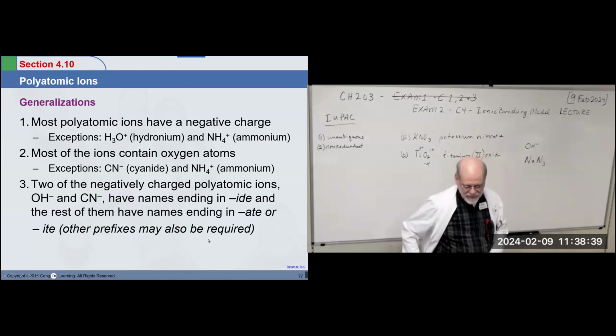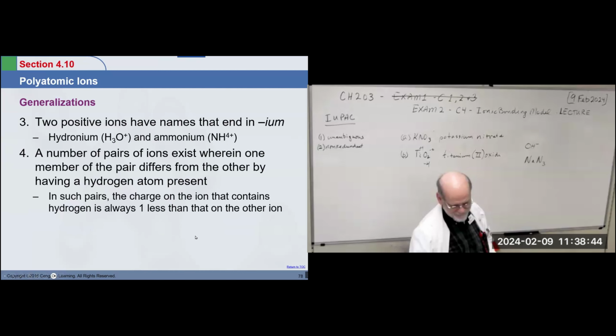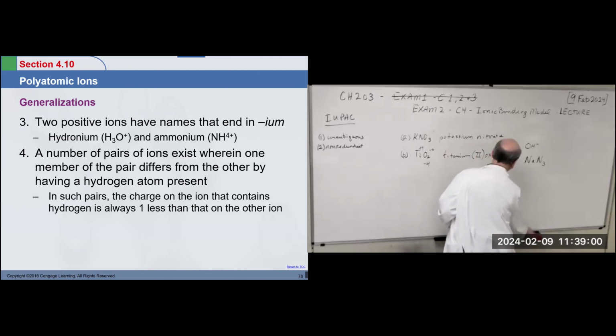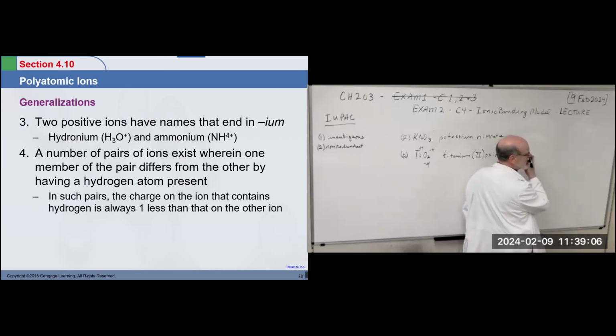Yeah, that's nothing new. That's nothing spectacular. Number 4, a number of pairs of ions exist wherein one member of the pair differs from the other by having a hydrogen atom. Oh, okay. What they're referring to in that number 4 are polyatomic ions like this one.